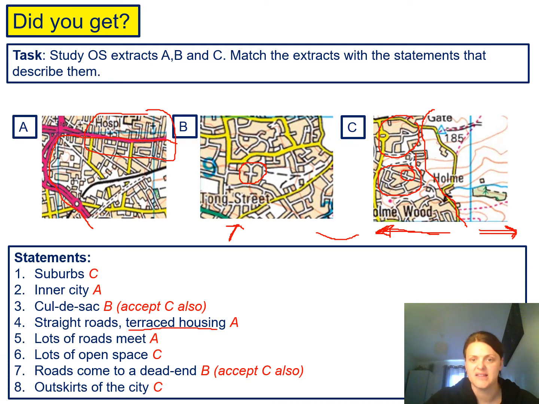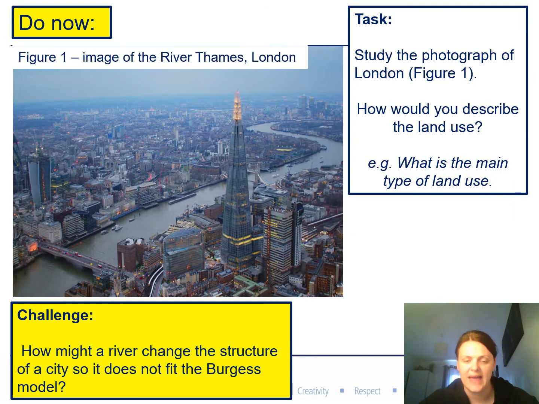And the outskirts of the city is C. Well done, guys. So as I said, get your green pens and give yourself a tick or correct it. Okay, Year 9, so get your thinking caps on for this one.